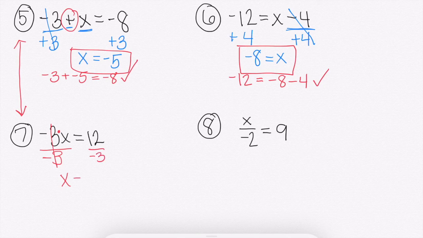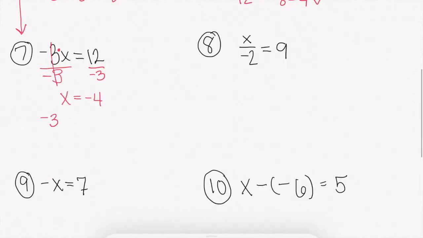A positive 12 divided by a negative 3 gets us a negative 4. We have negative 3 times x, and we think x is negative 4. Does that get us 12? Yes, a negative 3 times a negative 4 does get us a positive 12. So we know it's right.